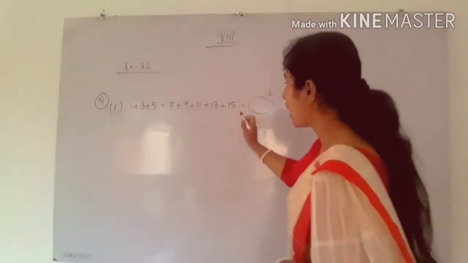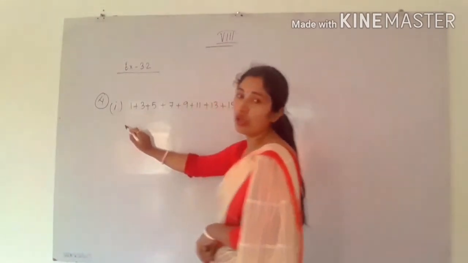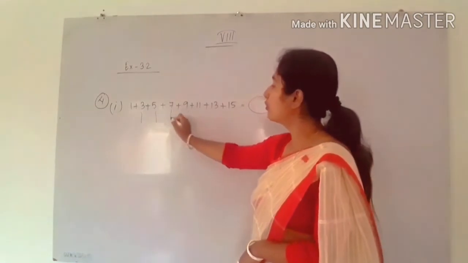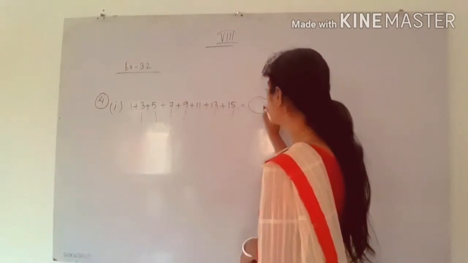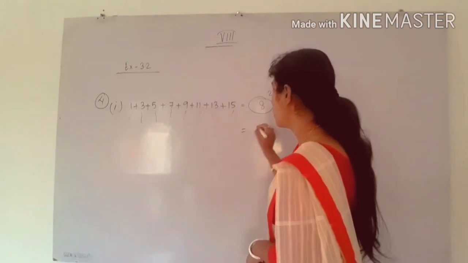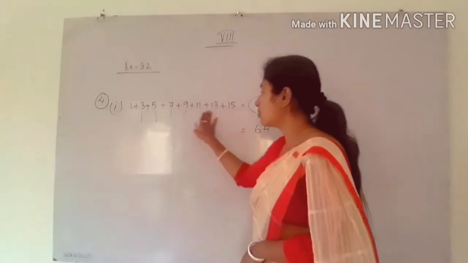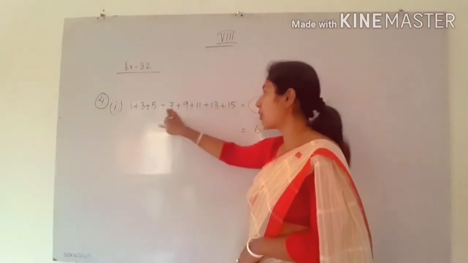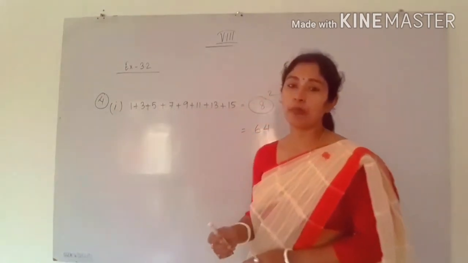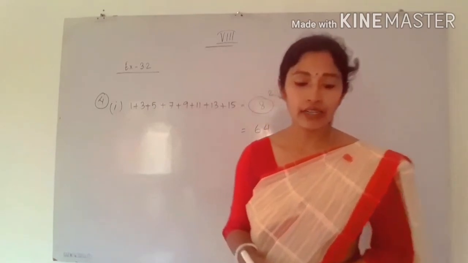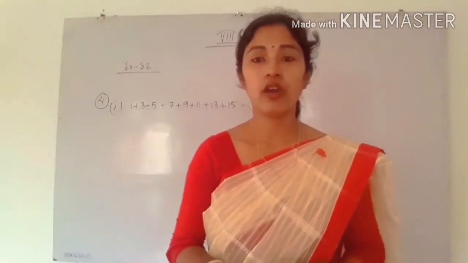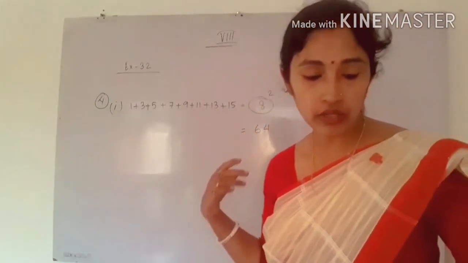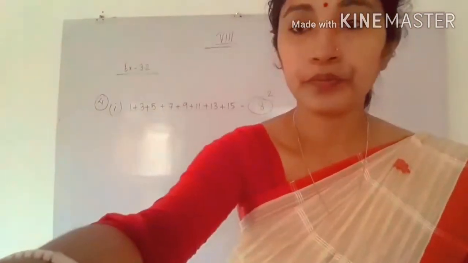In the base you have to count the total number of terms. So how many terms are present? See, 1, 2, 3, 4, 5, 6, 7, 8. That means 8 square. The answer will be 64. You can also check by directly adding these numbers, but we have the property, so we will use that property. You can't add the numbers directly, you have to apply the property. So we are applying the property here. Okay, like that you can do the rest of the questions.